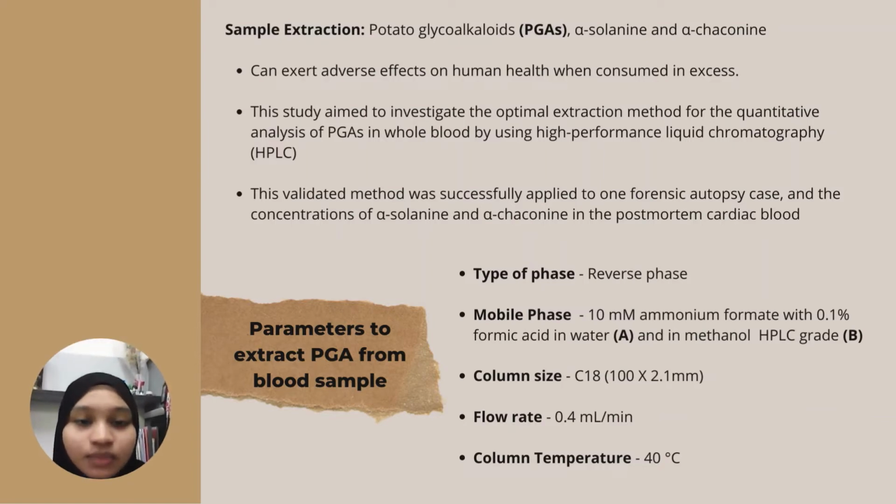The type of phase that will be used is reverse phase. The mobile phase is 10 mM ammonium formate with 0.1% formic acid in water for solution A, and methanol HPLC grade for solution B. The column is C18 with dimensions of 100 times 2.1 mm. The flow rate is 0.4 ml per minute, and the temperature is 4 degrees Celsius.